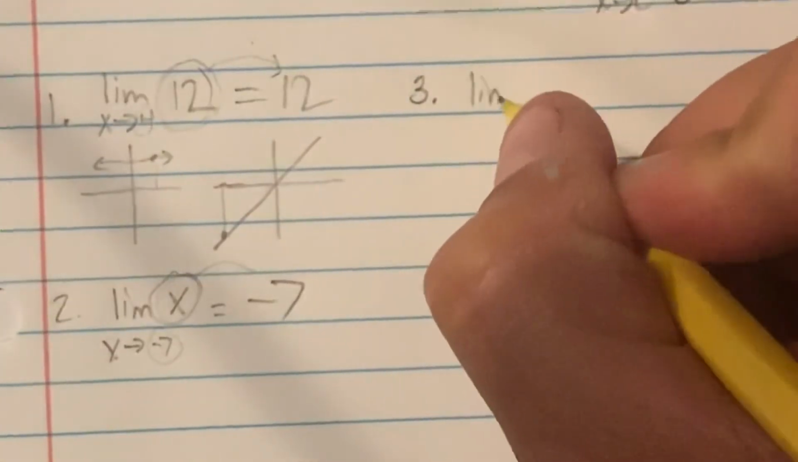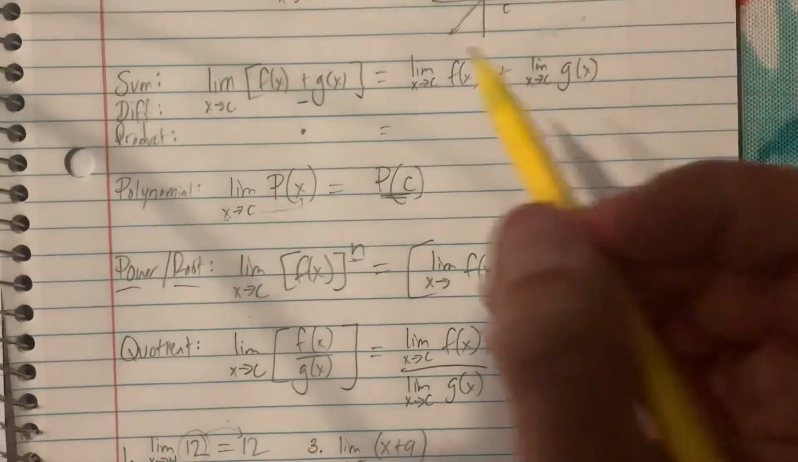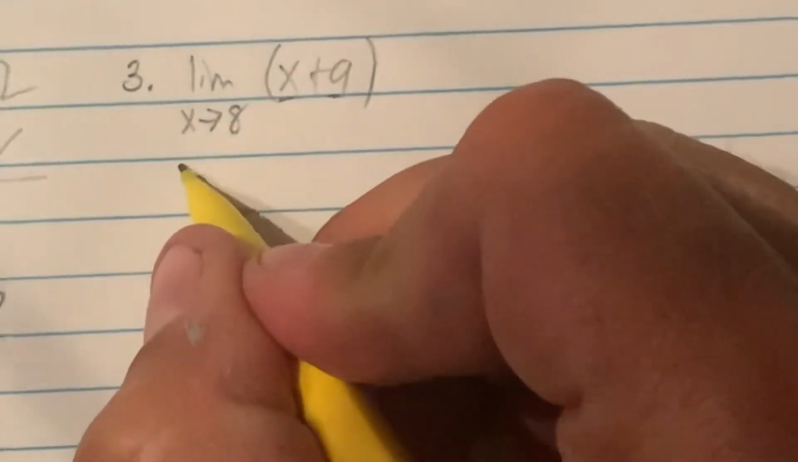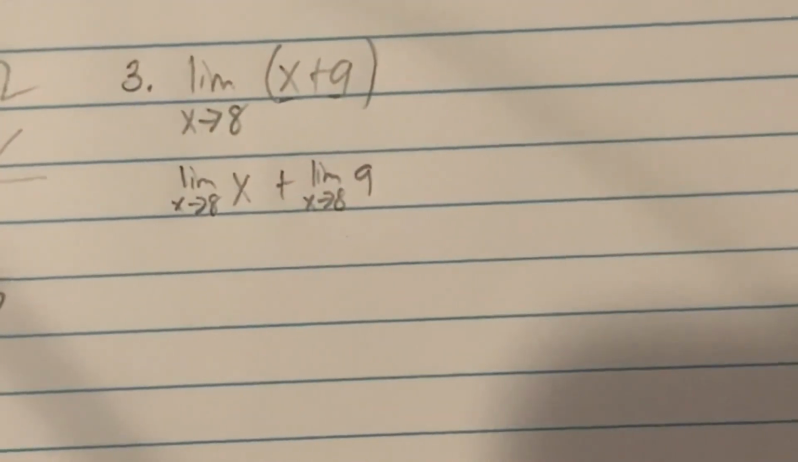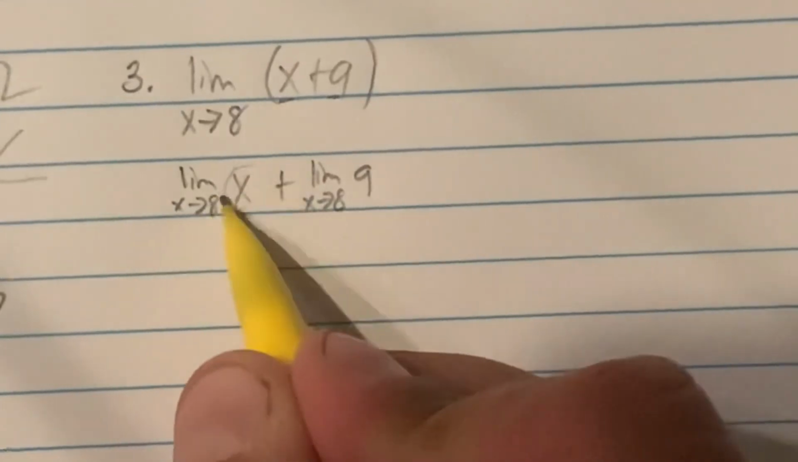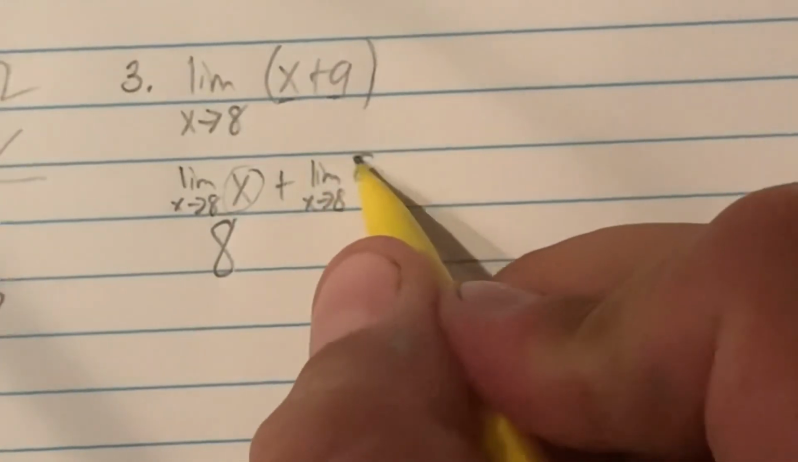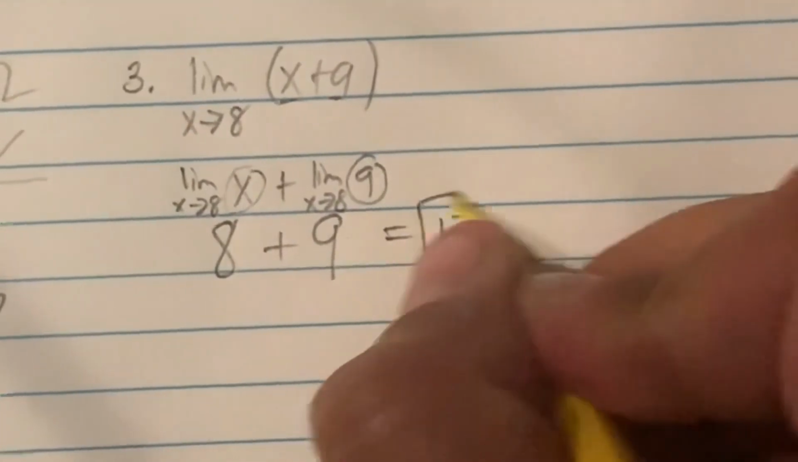Similarly, I could have something like number 3, the limit as x approaches 8 of x plus 9. Now think of this in two ways very quickly. My sum general formula says I could have two functions, f plus g, and then I can separate them. So really I have two functions, x plus 9. And so I could rewrite this as the limit as x approaches 8 of x plus the limit as x approaches 8 of 9. And what did we just learn in the last two examples? Well, the limit as x approaches 8 of the identity function x is really just that number. Let's call that 8. And the limit of a constant function 9 is the y value of that constant, which is just going to be 9. So my final answer here is going to be 17.